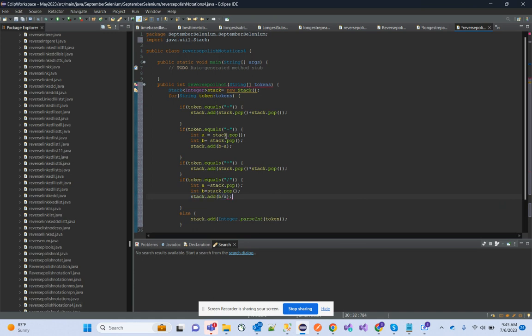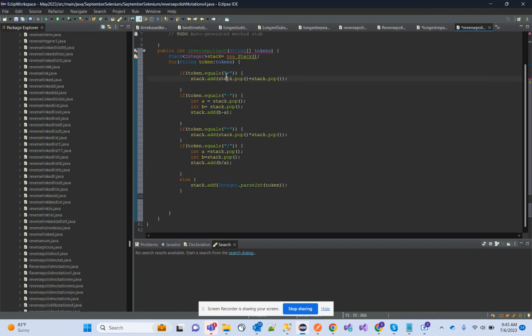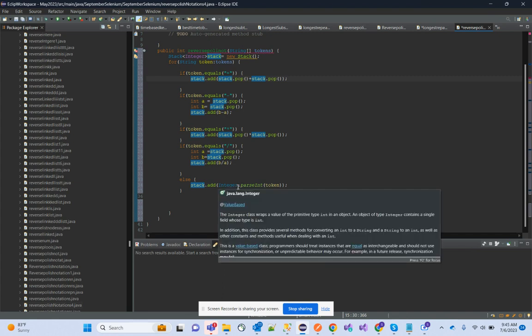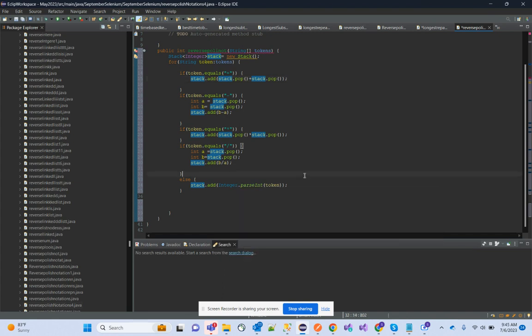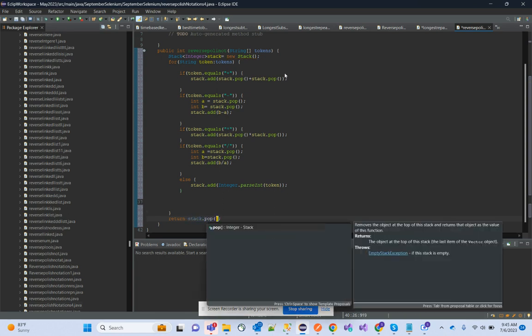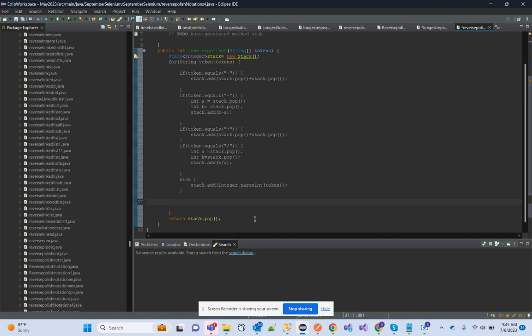Whatever we are doing, we are adding it into the stack and then we are popping it. And else, if these are not the four expressions, there will be some other token which we convert into integer, because it is a string, right? We have to convert it into the integer and then return. Return after popping out whatever is pending. Time complexity is O of n, and space is also O of n.